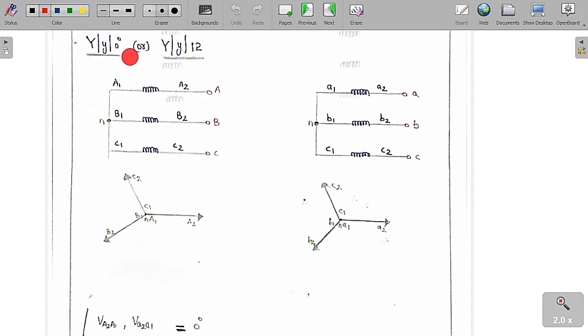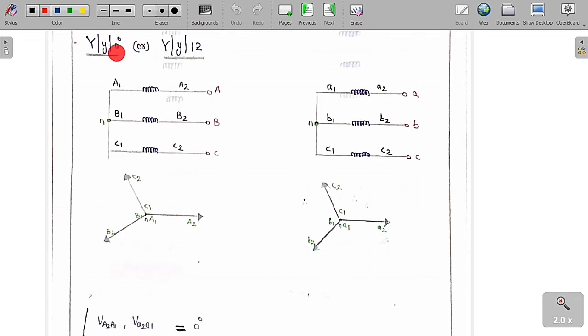So star-star 0 degree, which is also called the star-star 12 o'clock. Now we see this is called the HV winding. I have already told you the HV windings are denoted by capital letters, whereas the LV winding is represented by small letters. So A1, A2, B1, B2, C1, C2, and small a1, a2, b1, b2, c1, c2. As I have already told you, I am going to give supply to A2, B2, C2 and take supply from small a2, small b2 and small c2.